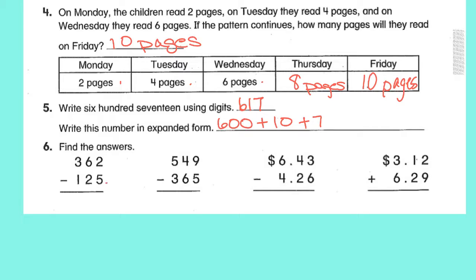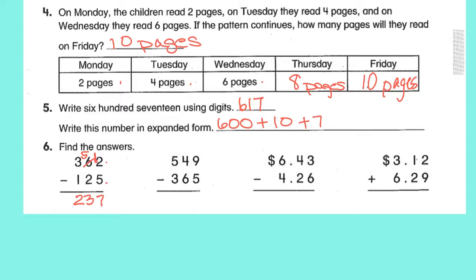We cannot take 5 from 2, so we need to get a 10 from over here, add it to the ones column. So now we have 12 minus 5, which equals 7. We have 5 minus 2 equals 3. 3 minus 1 is 2. So the answer is 237.